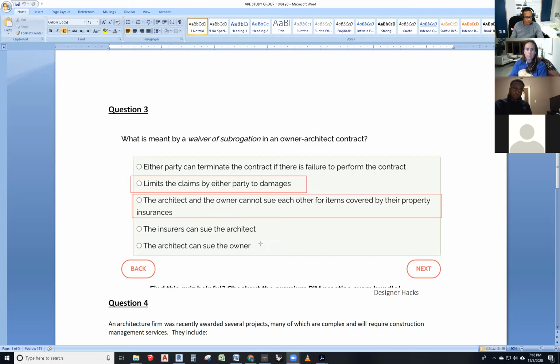So I wouldn't pick this one. This is not a good one. This is not a good one. This is not a good one. So I am between these two. Anybody else? I would pick 3. I think 3. Okay, good. Let's see what the answer is.